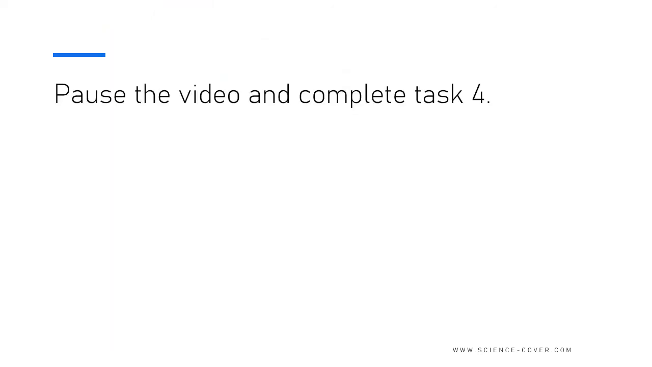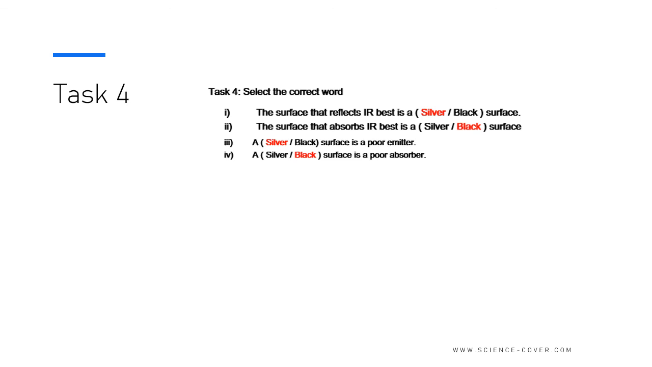Pause the video and complete task 4. Let's have a look at the answers to task 4. Select the correct word. The surface that reflects infrared best is a silver surface. The surface that absorbs infrared best is a black surface. A silver surface is a poor emitter. A black surface is a poor absorber.